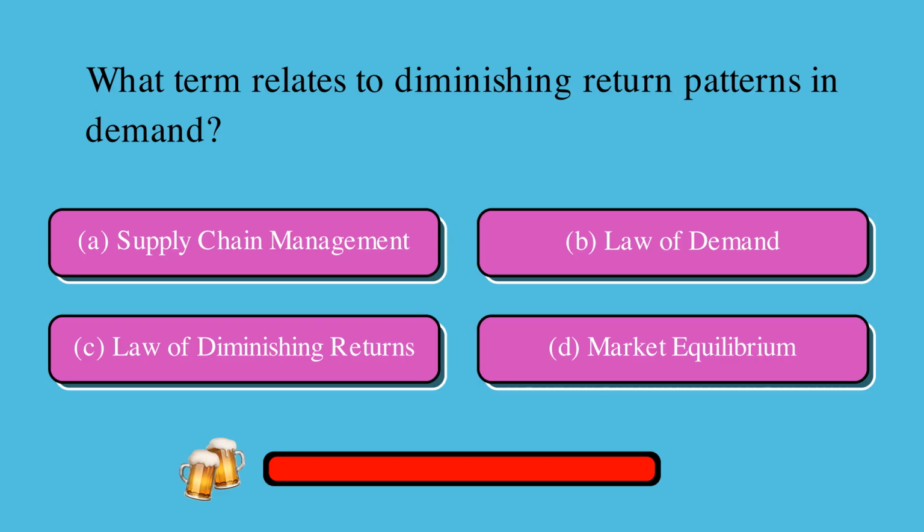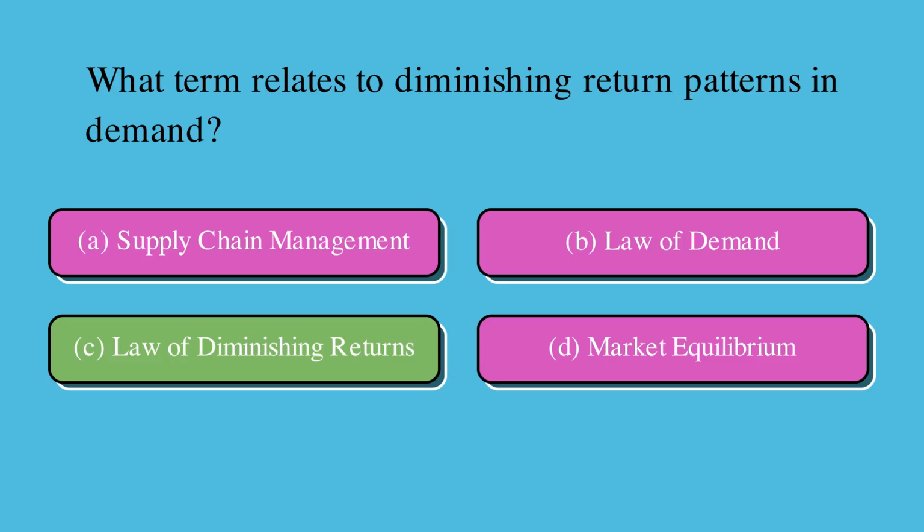What term relates to diminishing return patterns in demand? Is it A, supply chain management, B, law of demand, C, law of diminishing returns, or D, market equilibrium? The correct answer is C, law of diminishing returns.